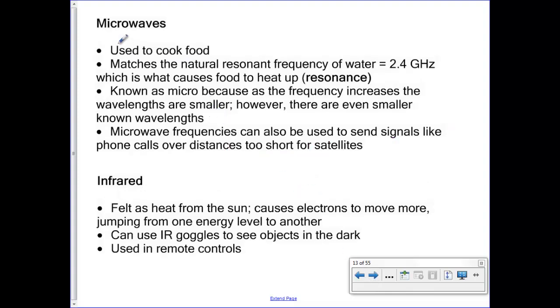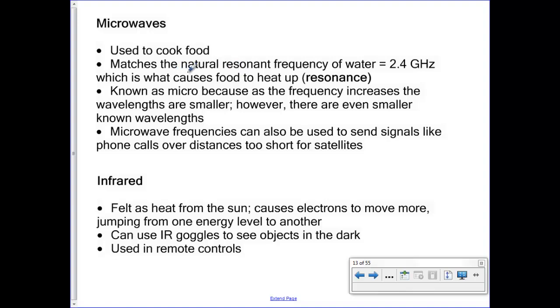We're working downwards in terms of length. Microwaves are after radio waves, which seems kind of odd because micro means small, but these are actually not very small waves at all. They're still the second largest waves, just smaller than radio waves. Does that make sense? So microwaves are next, which we actually use to cook our food.